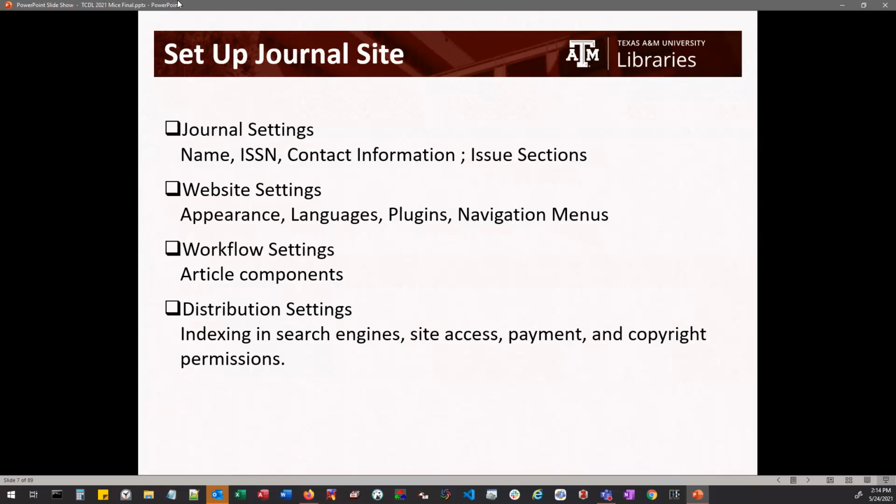And the distribution settings allow you to determine how your article will be indexed by search engines and how it will be described in search results. It gives you a sitemap, and this is where you'll set up who can access the journal, add security measures, set up payment options, and tweak the copyright information so it's correct. All right, next slide.